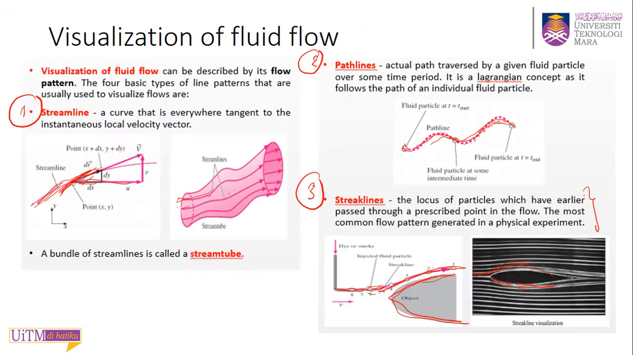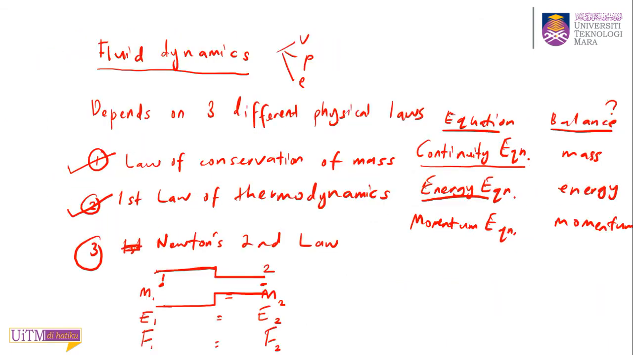Before I go to the new subchapter, if you still remember my slide, we talked about 3 different physical laws, which give different equations. One, the law of conservation of mass, which is your continuity equation. The second, the first law of thermodynamics, about energy, where your Bernoulli equation comes from. And the last one, which we will talk about today, Newton's second law, which gives the momentum equation, where it balances the momentum inside the system.